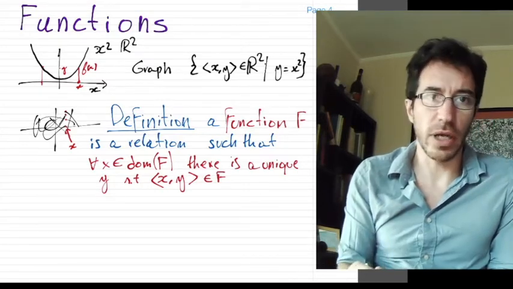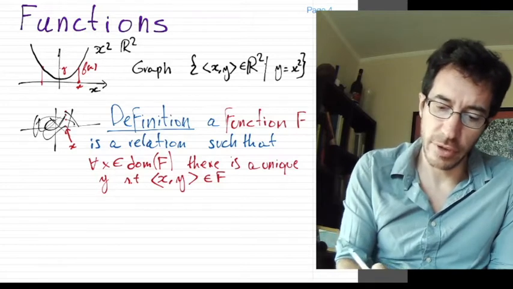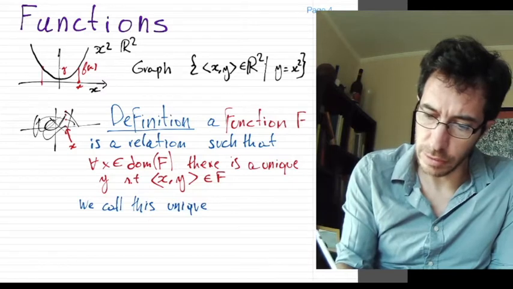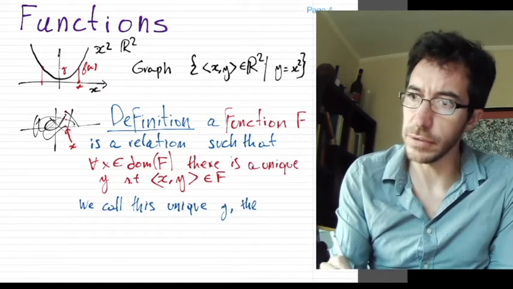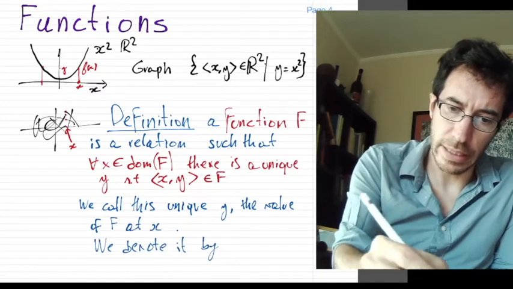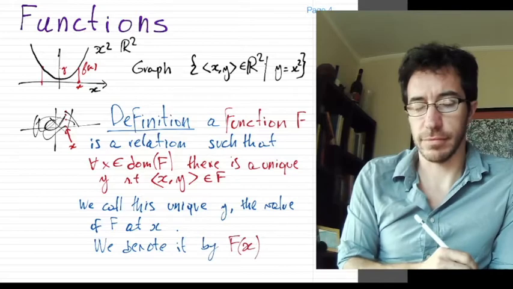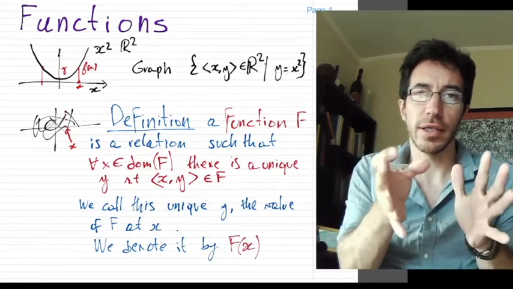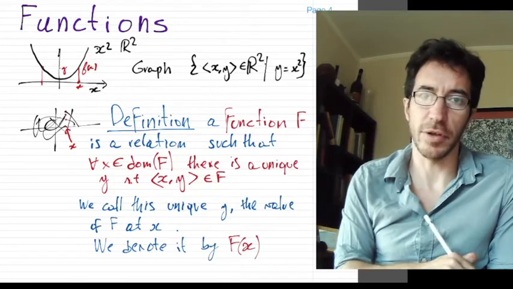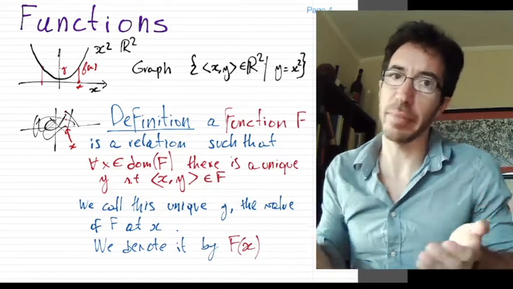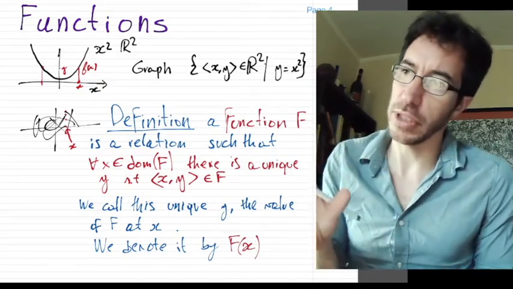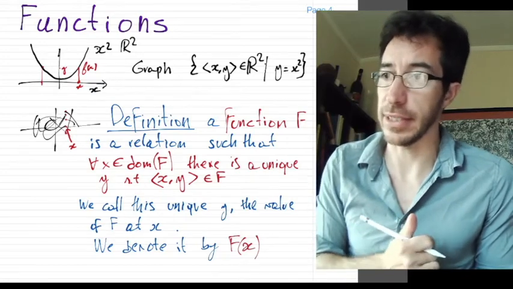And this is a funny way of writing (x, y) belongs to f. So this unique y, we call this unique y the value of f at x, and we denote it by f of x. Alright, so it's a unique y, so we can give it a name because it's unique. We call it f of x, or the value of f at x. I mean, you knew this before, but now we are defining everything from scratch. So we can talk about functions using their graphs, which are sets.